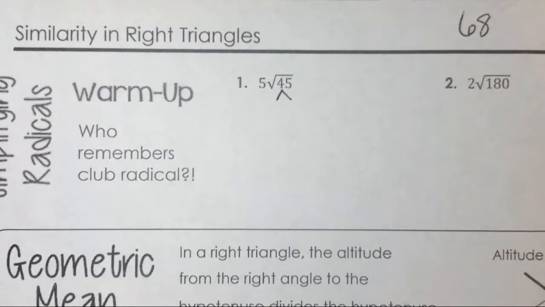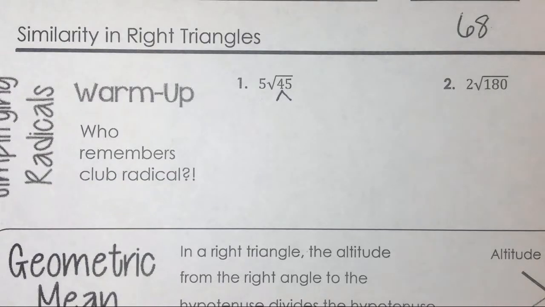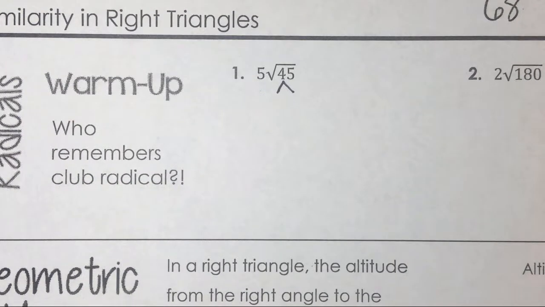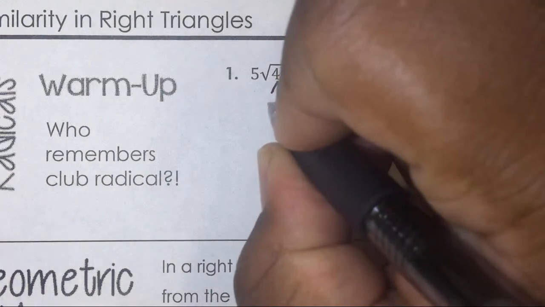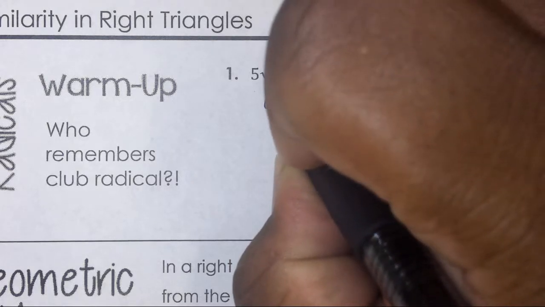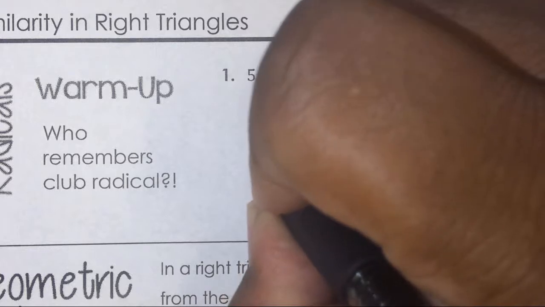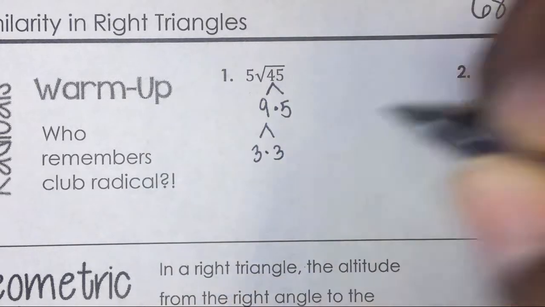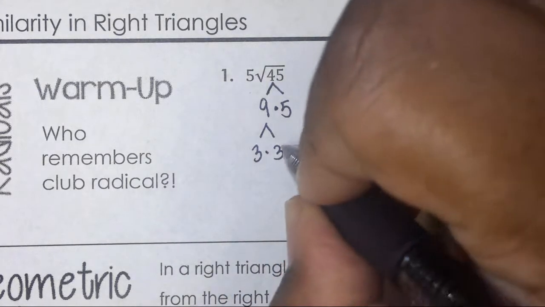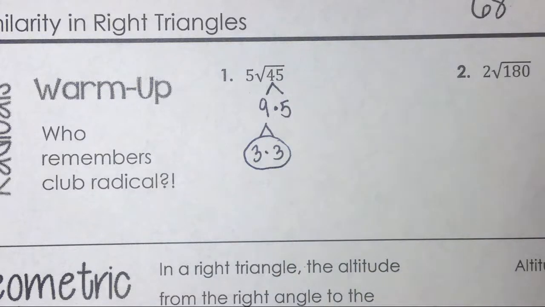Alright, so we're simplifying radicals. Doing this for the video. Jaquan, what you got, man? 9 and 5 under the radical sign. 3 and 3. Okay, yeah. That's my doubles right there.